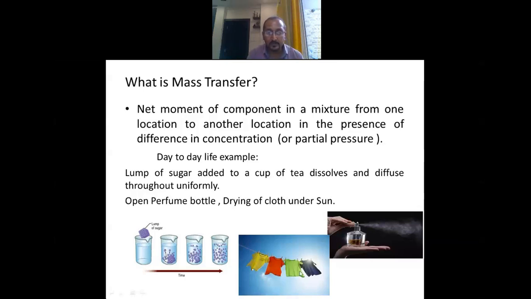Drying of clothes under the sun: the moisture of the clothes will diffuse into atmospheric air due to difference in concentration. It is a mass transfer operation. So anything where a component is transferred from one location to another in the presence of a difference in concentration is a mass transfer operation.